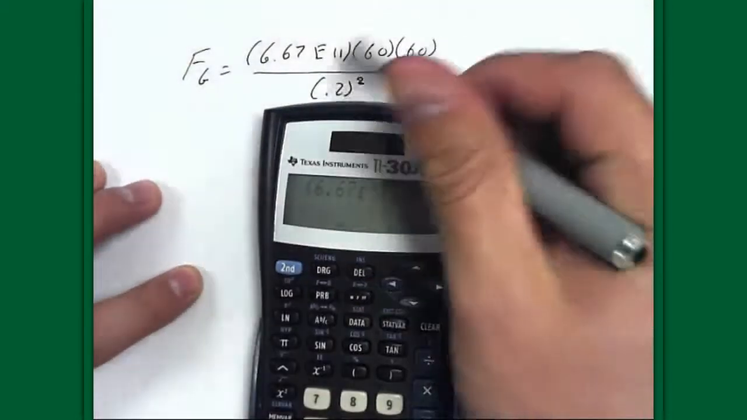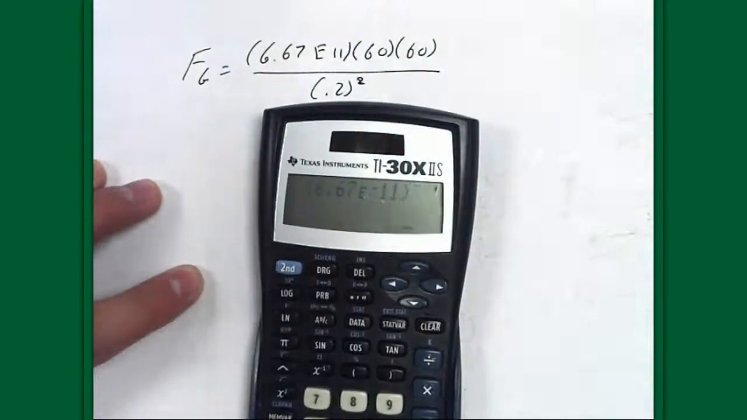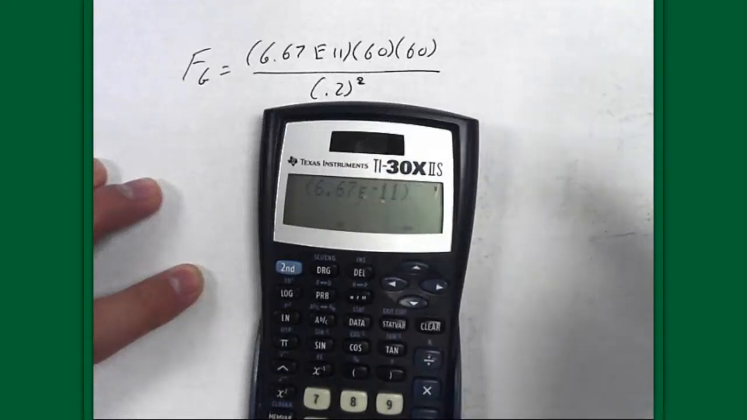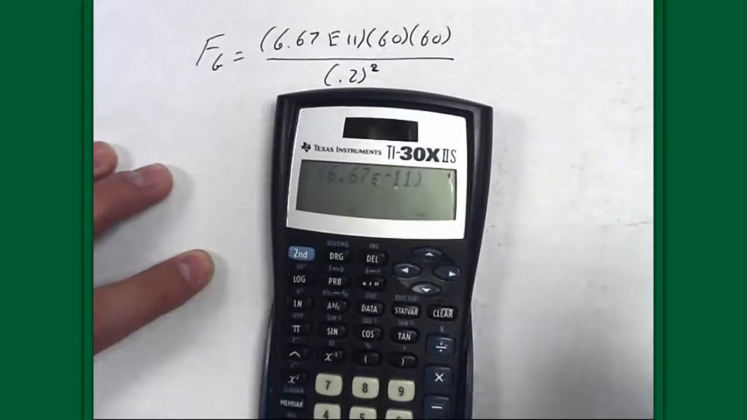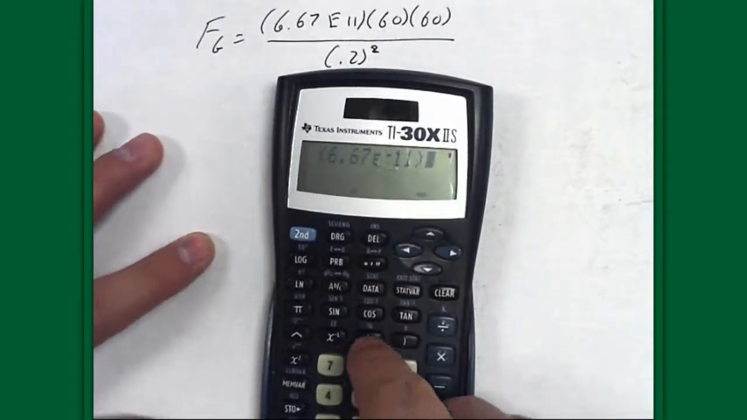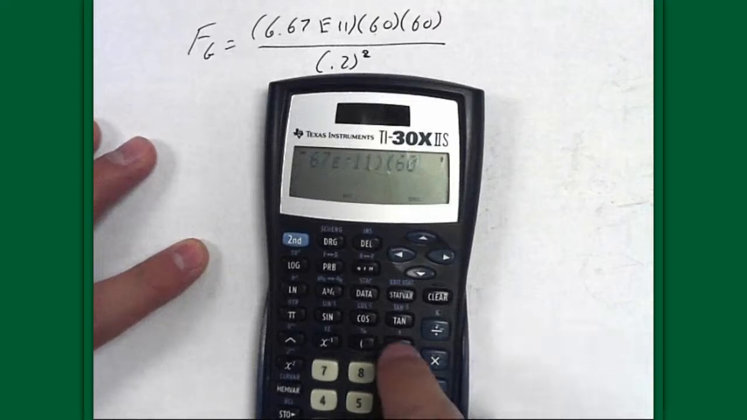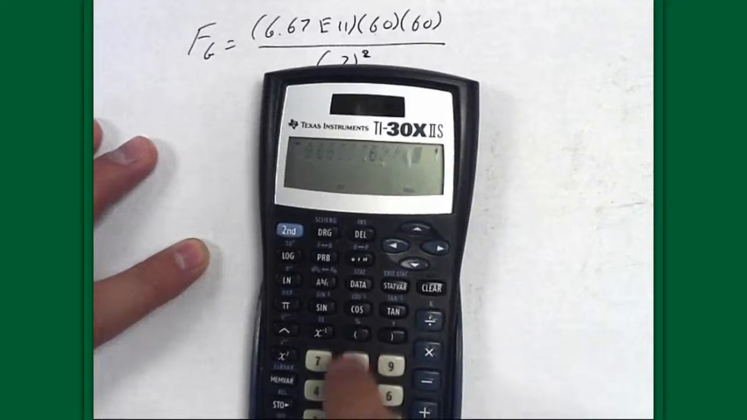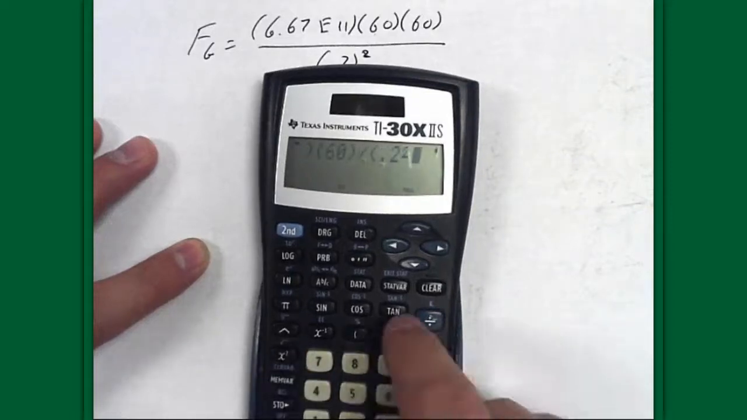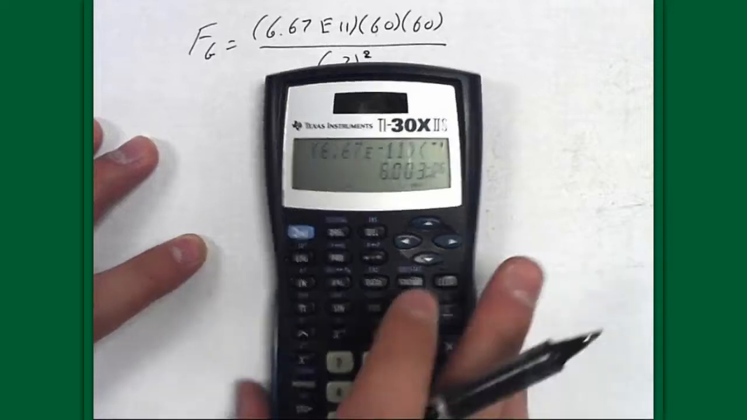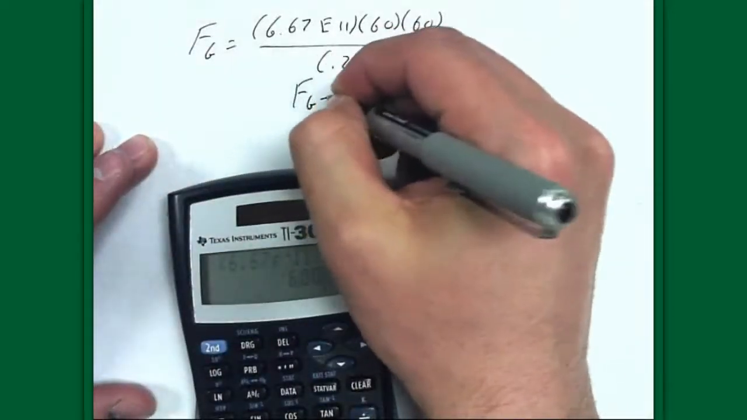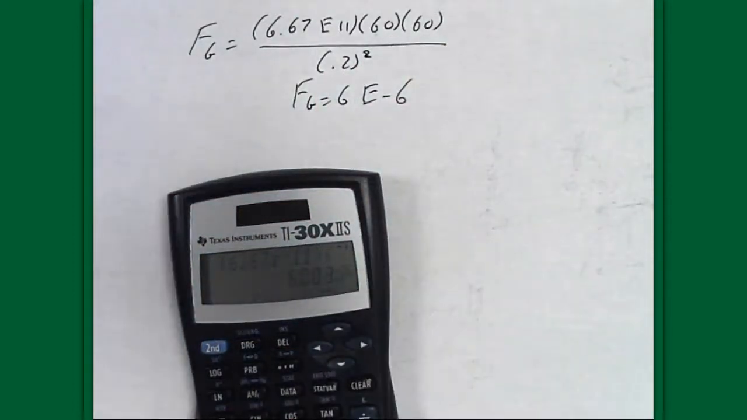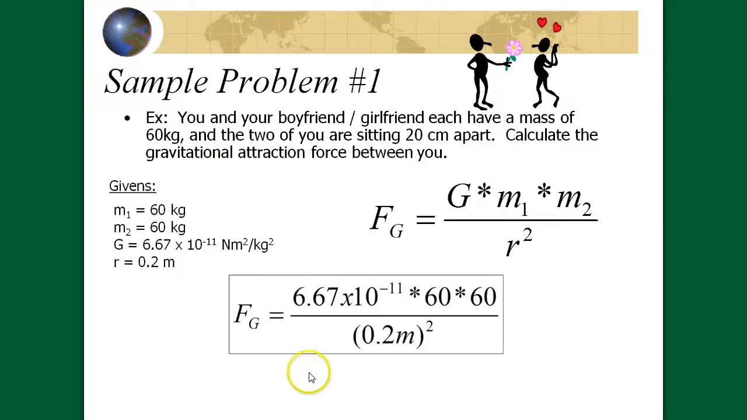And then since all of this is multiplication and division, I can do it all at one time and only hit enter once. You don't have to do that. In fact, it may prevent calculator error if you don't do that, but you can, as long as you enter everything correctly. So I'm going to open the parentheses again and put a 60, multiply by 60 again, and then I can just divide straight by 0.2 squared. Hit enter, and we get 6 times 10 to the negative 6th. And there you go. Alright, so that's the answer you should have gotten.